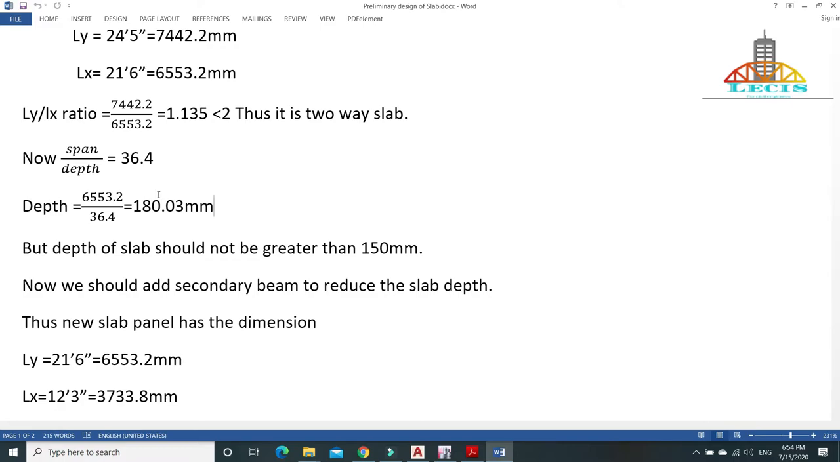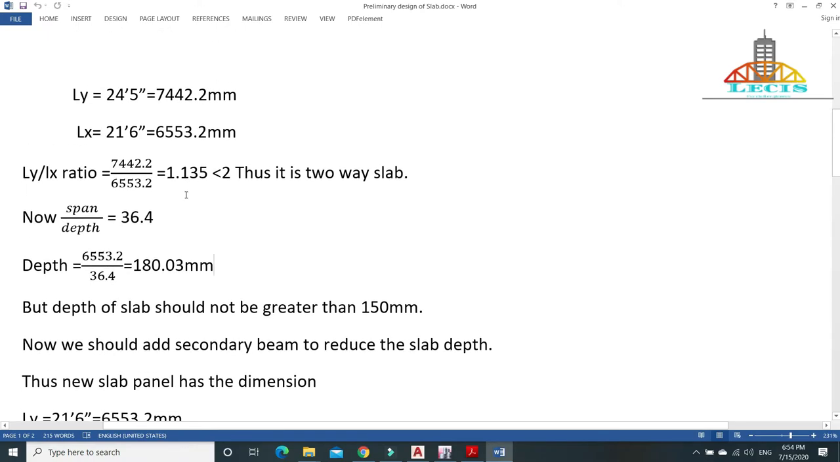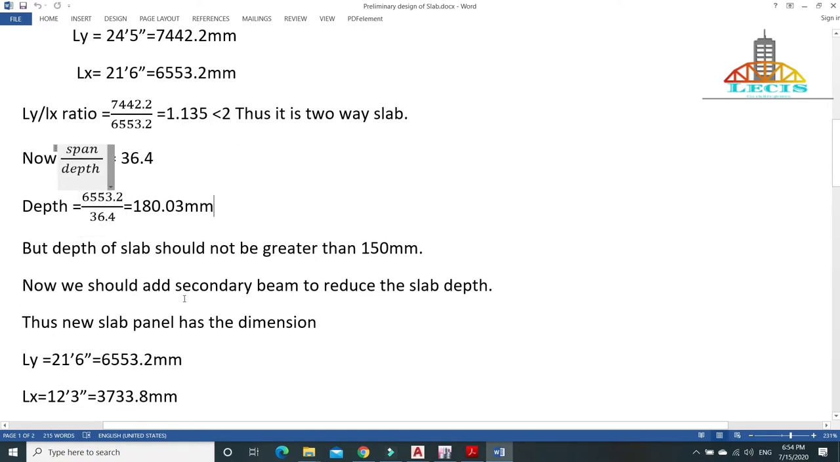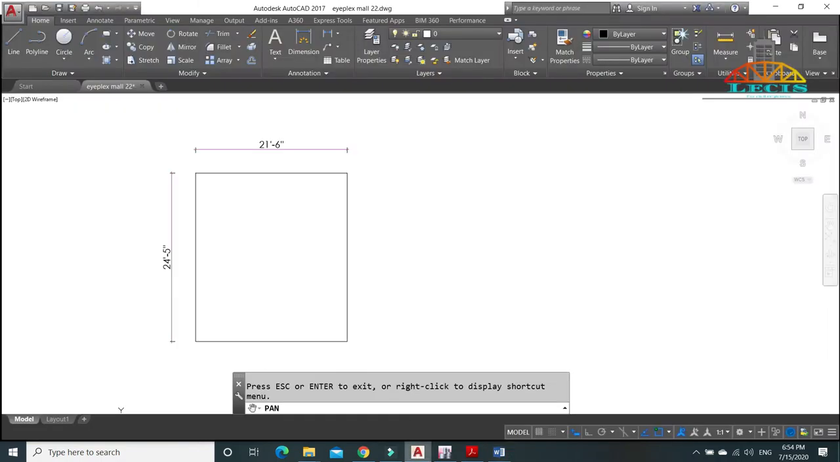It means we have to decrease the slab depth to 150 mm or even less than that, because the depth that comes after using this formula is the effective depth, and to find the overall depth we have to add cover and half of the reinforcement value. Simply, we are just playing with this formula, span by depth equals 36.4. To decrease the depth we have to reduce the span, and span is reduced after the addition of a secondary beam to the slab panel. Now let's see here.